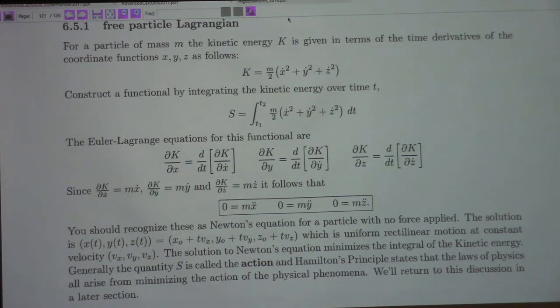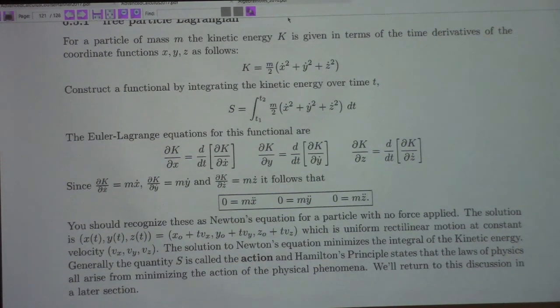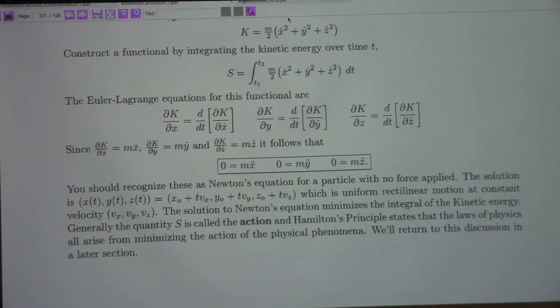Usually we state Newton's law. We could write down the energy function and prove the energy is minimized by that path relative to some other path. Here we're starting with energy being minimized as our foundational principle. From that, Euler Lagrange comes and then we solve. So of course solutions automatically minimize energy. That's the starting point of the Lagrange equation. This is Hamilton's principle. It states that there's this quantity S, which is called the action, and that the laws of physics all arise from minimizing the action of a physical phenomenon.